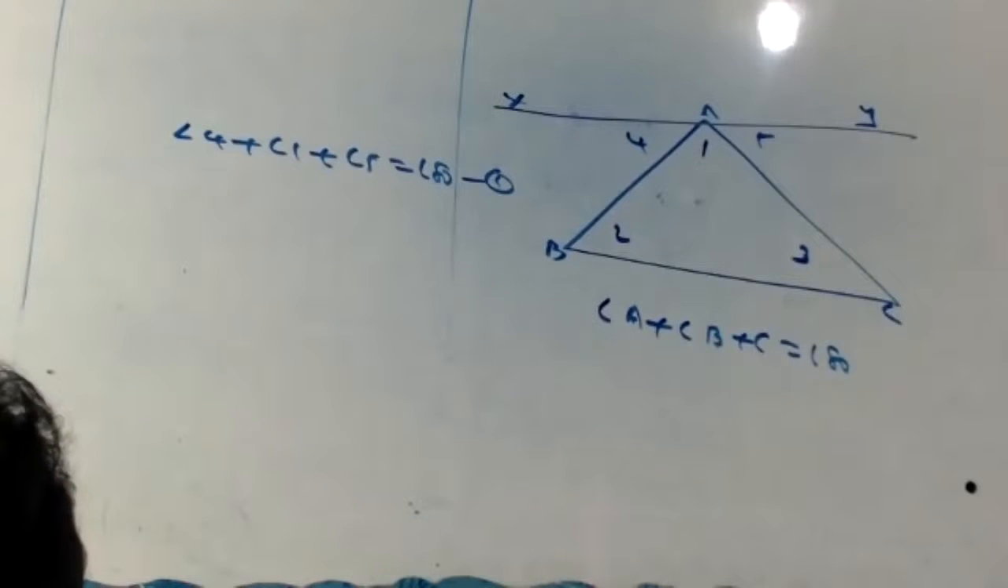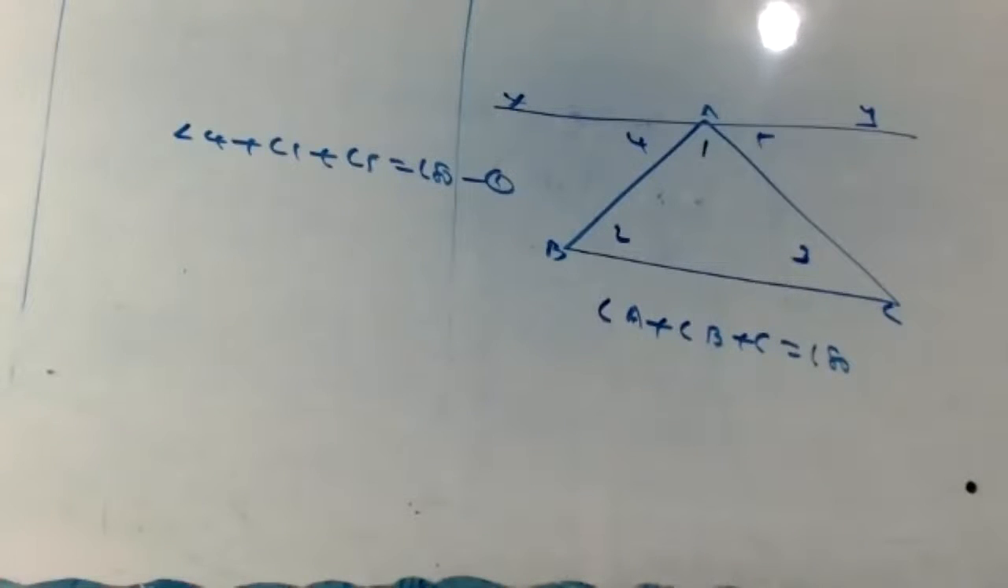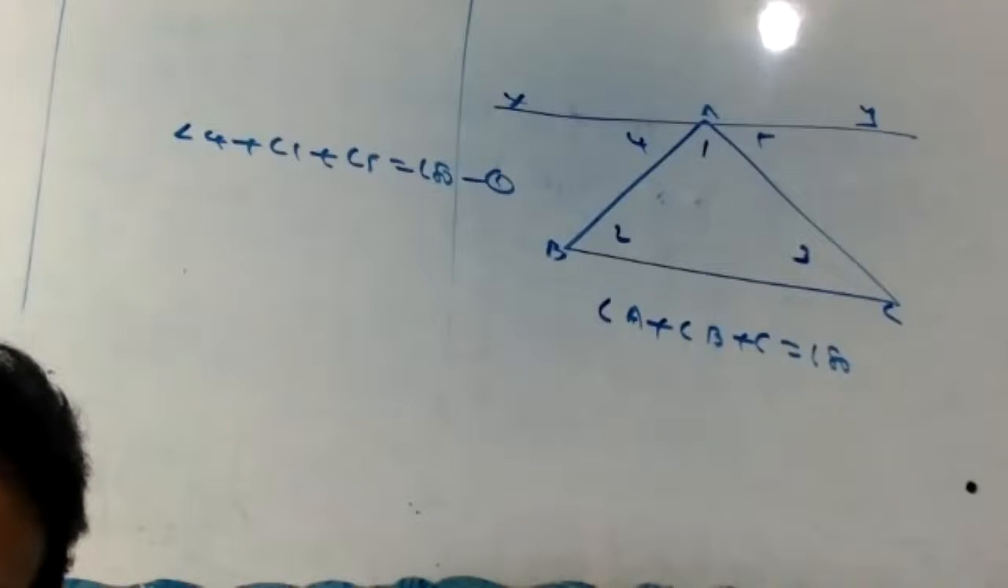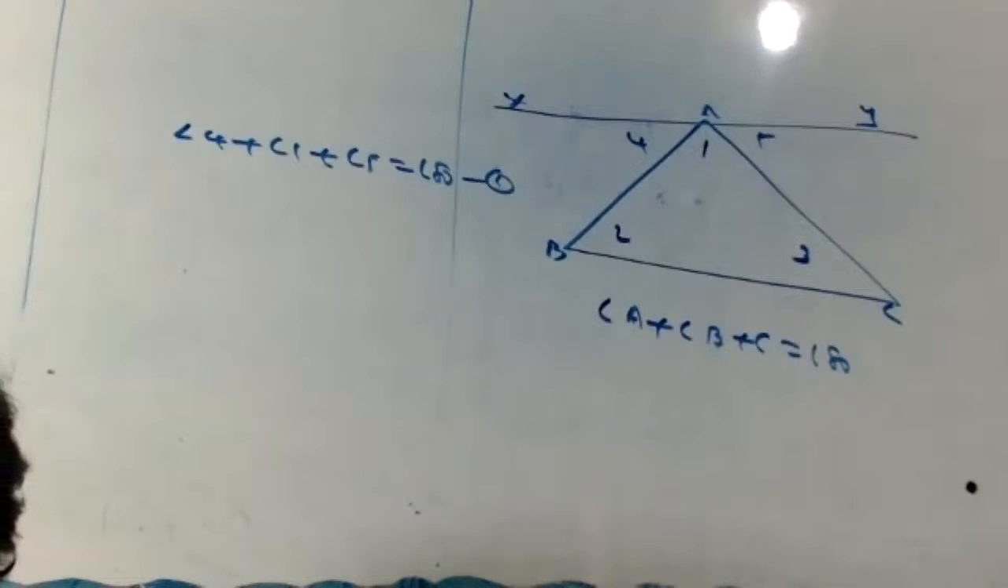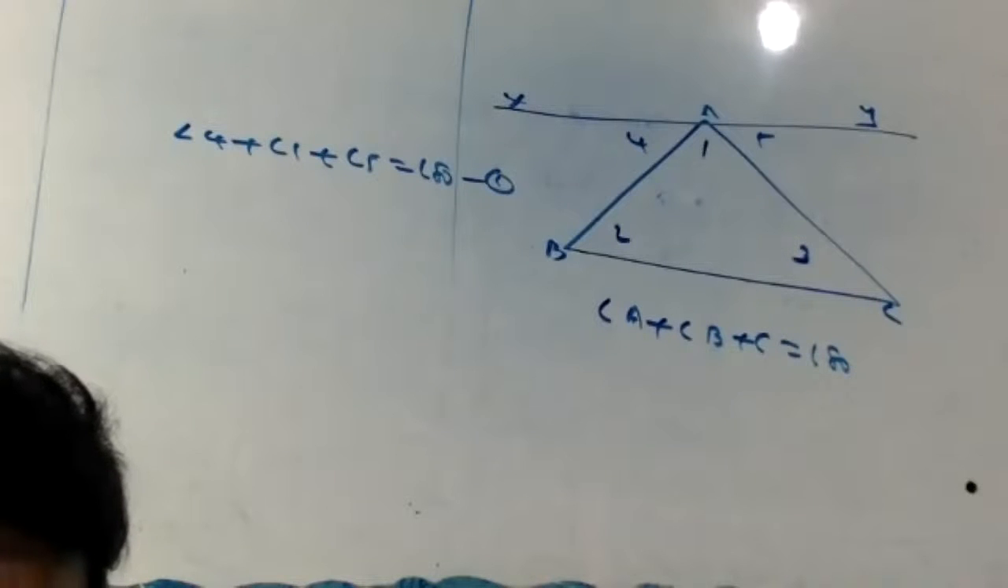Listen, the steps: first given, then what you have to prove, then construction if it is required, then figure. Okay, construction. Draw now. Through A, draw XY parallel to BC. Okay, now next line, proof. Steps okay or no? You understood or no what I said? All the proof questions you have to follow this way.